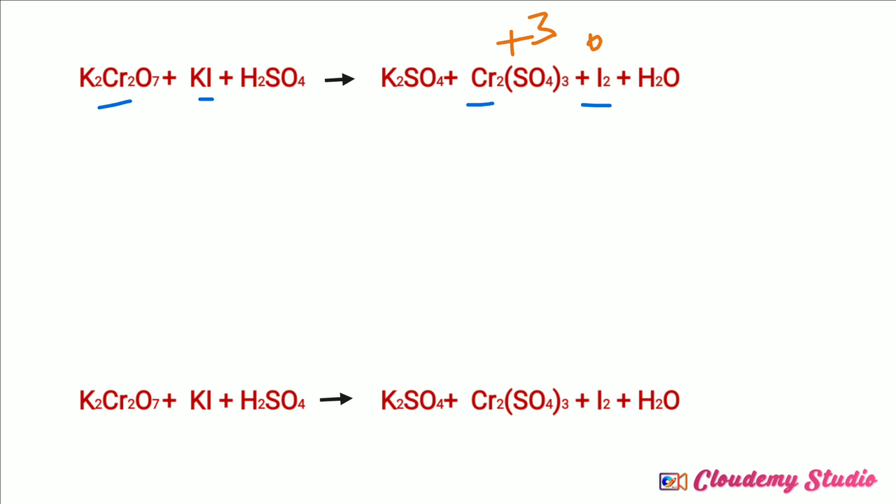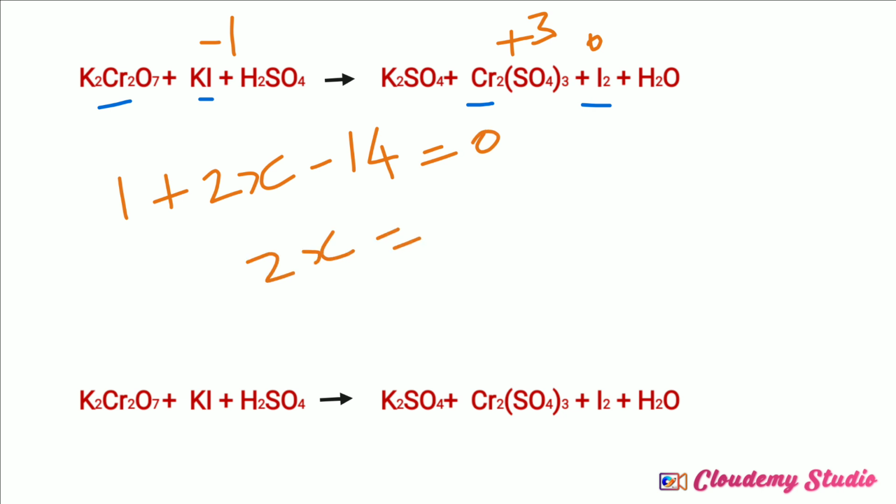Here the iodine oxidation number at the left hand side in potassium iodide is minus 1, because potassium has the oxidation number plus 1, therefore this iodine must have minus 1. In the case of chromium in potassium dichromate, potassium oxidation number is plus 1, chromium we can consider 2x, minus 7 times 2, that is 14, that is equal to 0. That is 2x is equal to, what is that?